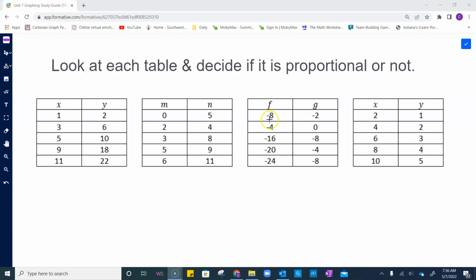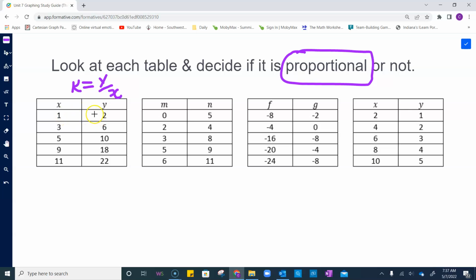Okay, we have to look at each table individually here and decide if they're proportional or not. So remember that if a table is proportional, it has to run through 0, 0 and be linear. But that we can't see necessarily till we dig in here. If it's proportional, then it has a k value for the entire table, that every y over x value in this table is going to come out the same.